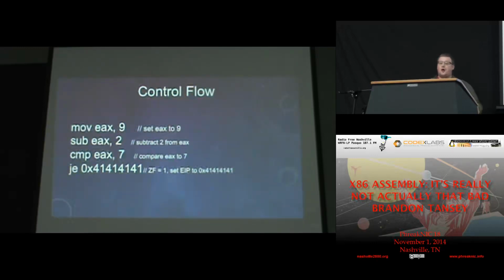And since it was, then 7 minus 7 is 0, so the zero flag is set, based on the result of the comparison. So jumps can follow things that aren't compares, but typically this is what you see it end up doing.